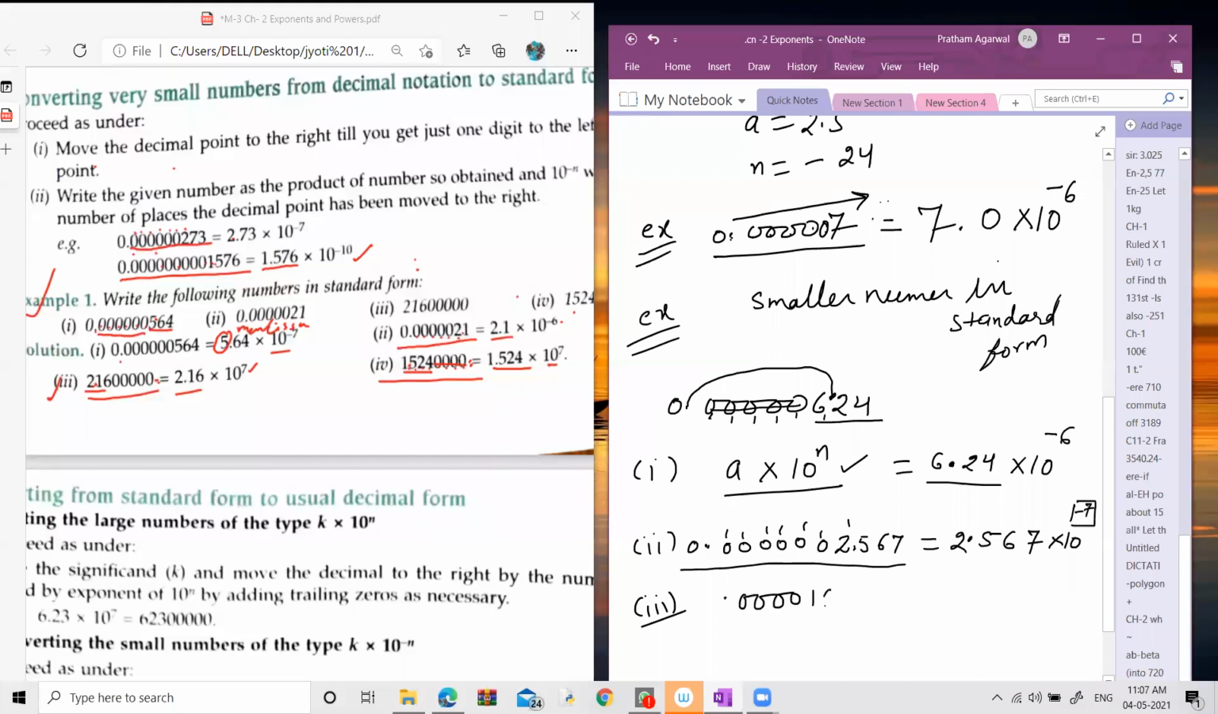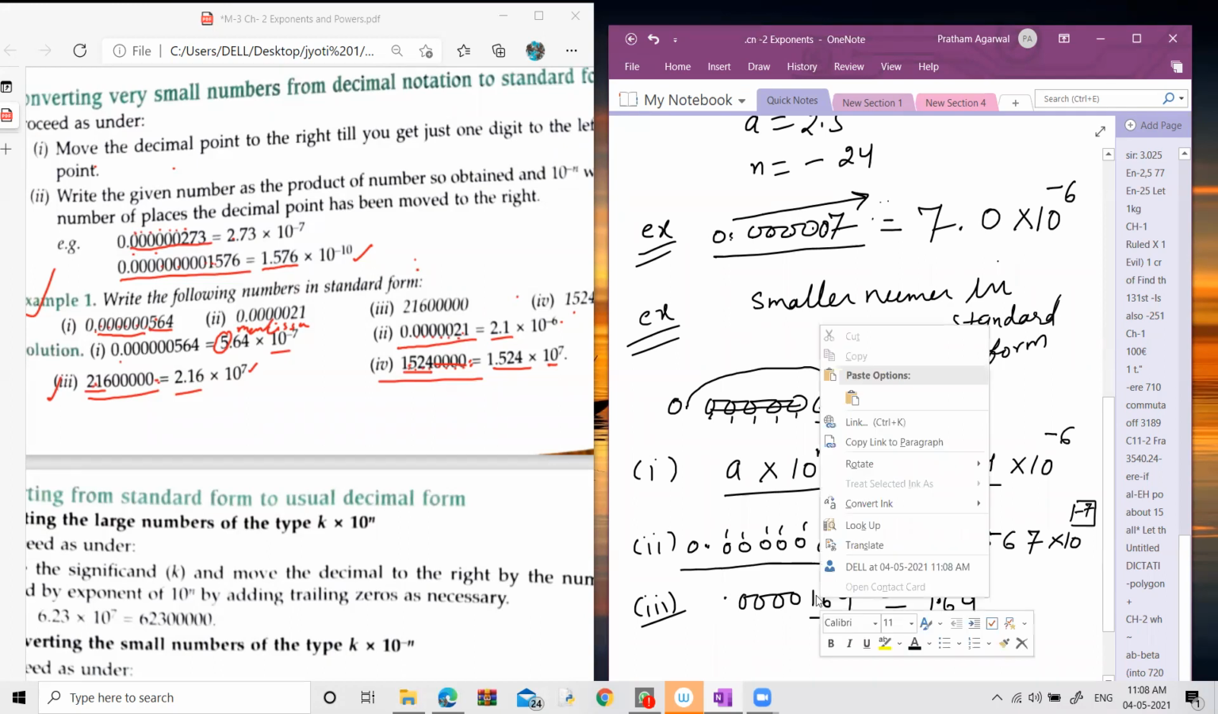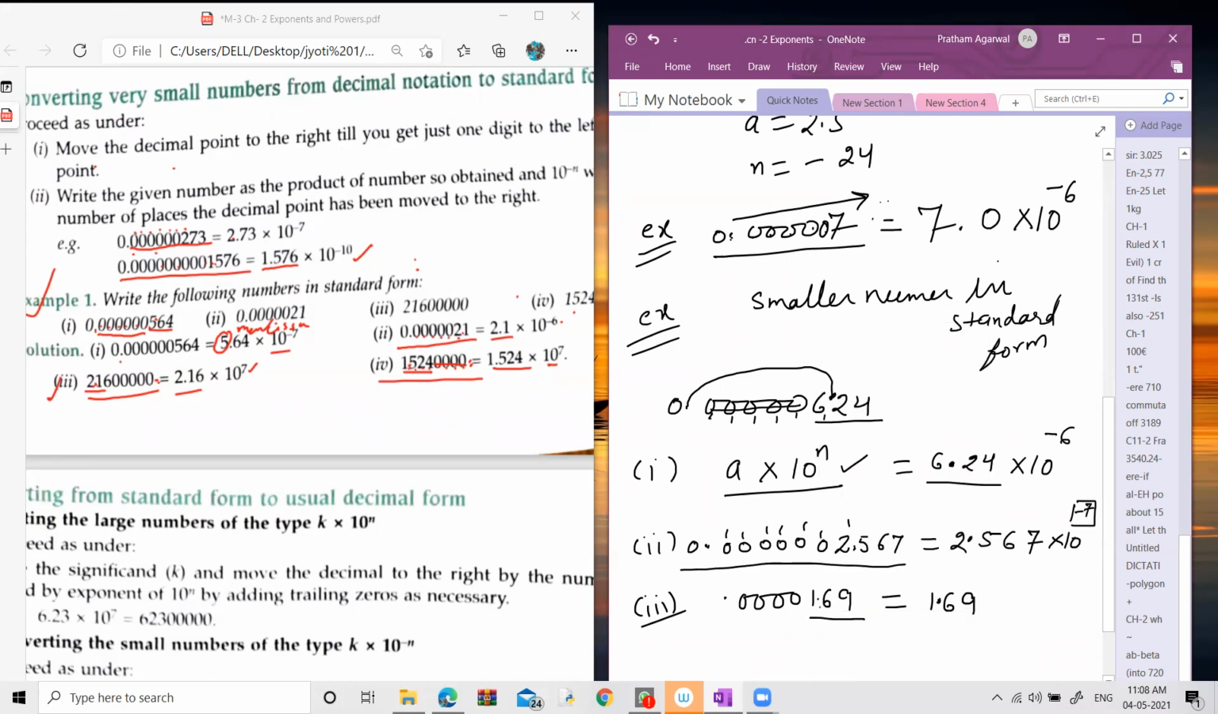0.0000169. If you want to write in a standard form, what do you have to write? You have to write the number which is equal to or greater than 1. So 169 is the coefficient. Now you have to put the decimal just after the 1 digit which is greater than 1. So you have to bring the decimal on this place. So how many steps do you have to move from left to right? How many steps? 5. Just count. 1, 2, 3, 4, 5.